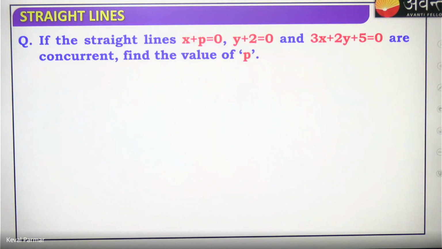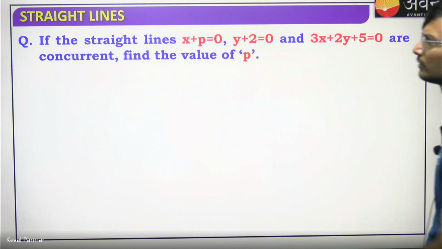Let's see what we have next. Same thing. I think we'll skip this for now, right? Okay, this is very simple actually.